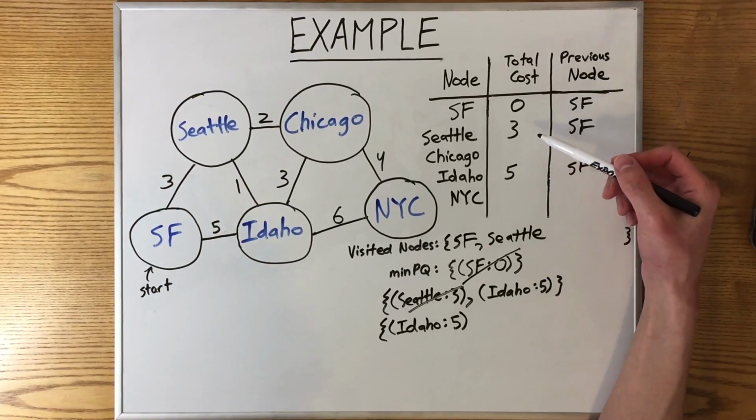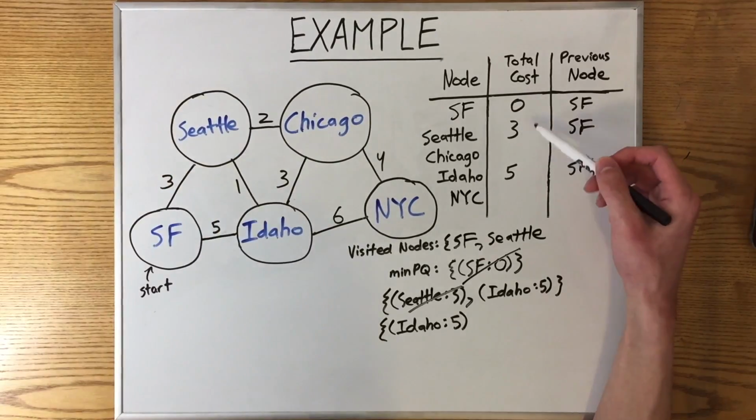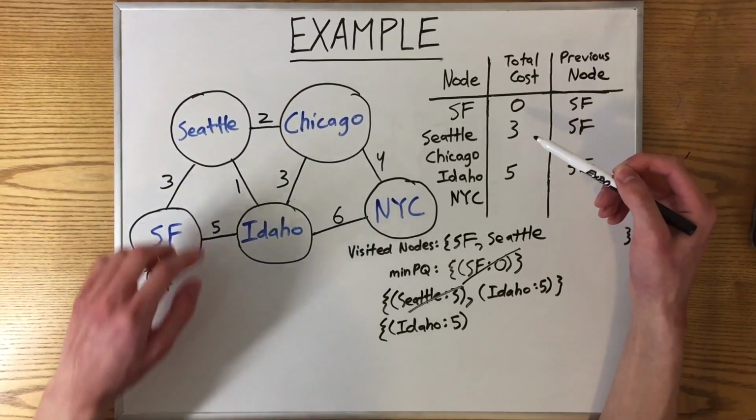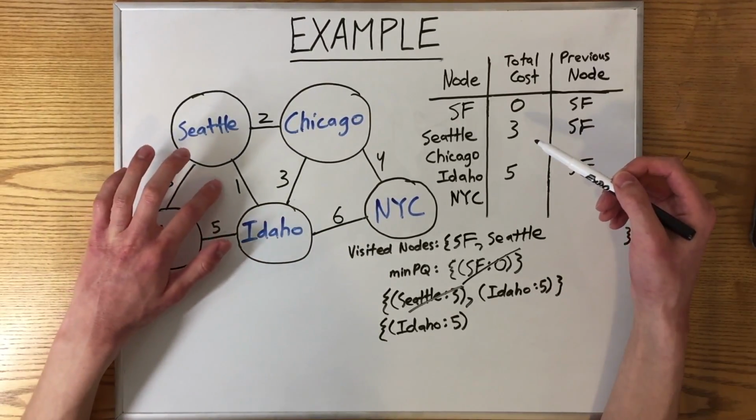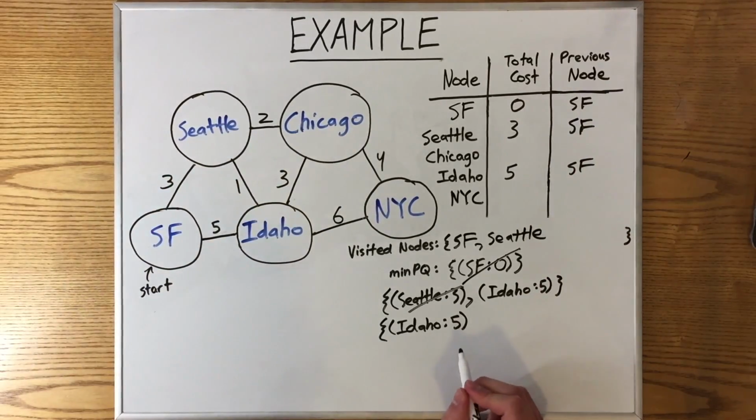We know that according to our table, Seattle is 3 away from SF, and this is the shortest path to get to Seattle, so it's 3. And from Seattle to Idaho, we know that's a cost of 1. 3 plus 1 is 4, and 4 is less than 5. So it means that our new path is shorter than the path we have already to get to Idaho.